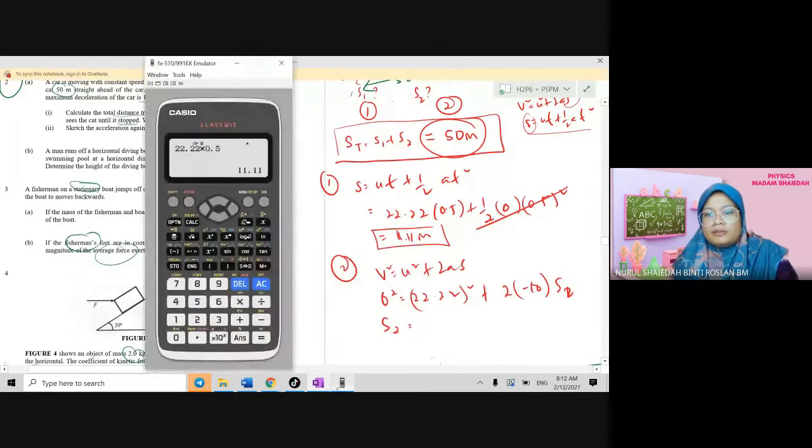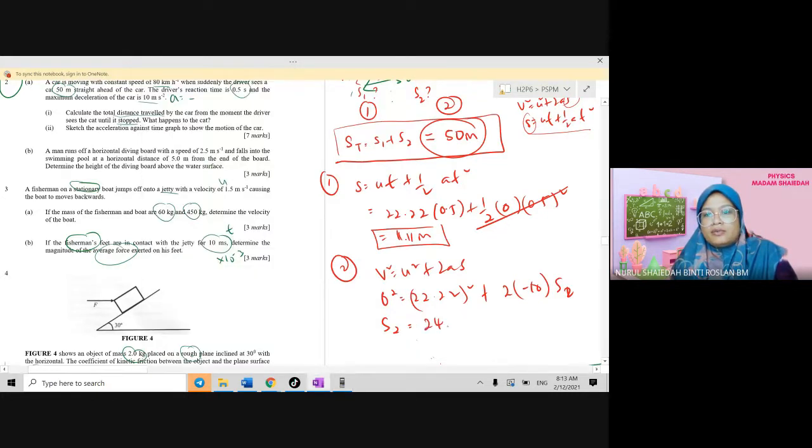S2 akan dapat 0 squared equals 22.22 squared plus -20 je kan, darab X. Shift solve. So saya dapat 24.68, 24.69 meter. Okay, so this is my S2. So this is my S1.